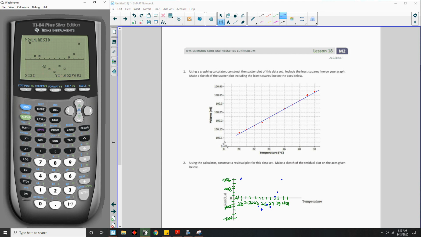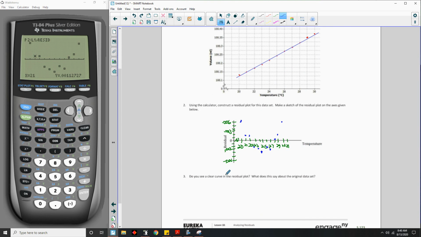And arrow left, and 23 is negative 0.0027. Okay, 23, negative 0.0027 is not quite 0.003. That's right there. Arrow left. 22 is a positive 0.0012. So 22, positive 1, and a little more. Right about here. 21 is 0.001, so it's right next to it. So we're right about there. Okay, so there's our scatter plot.